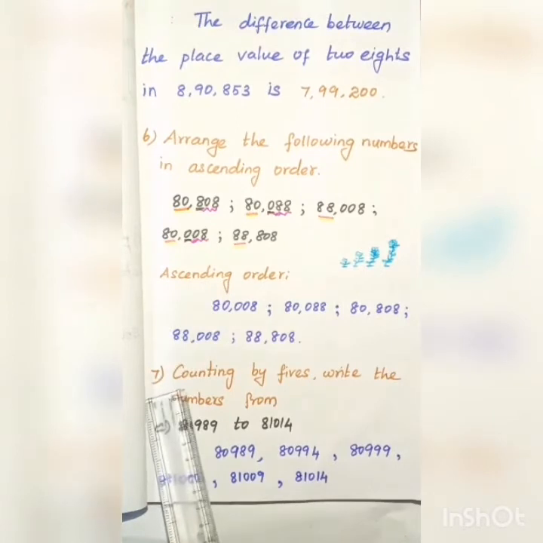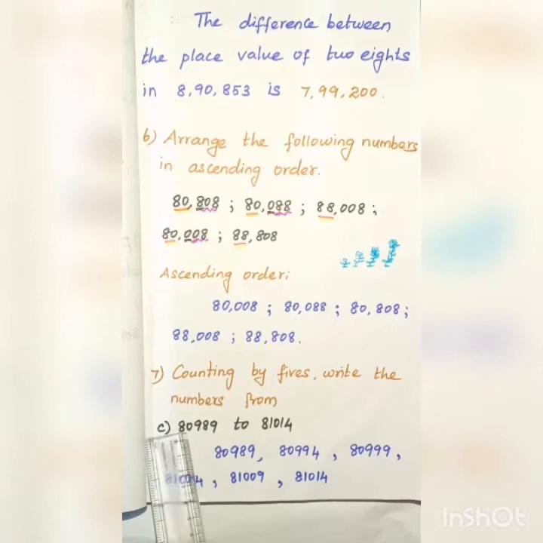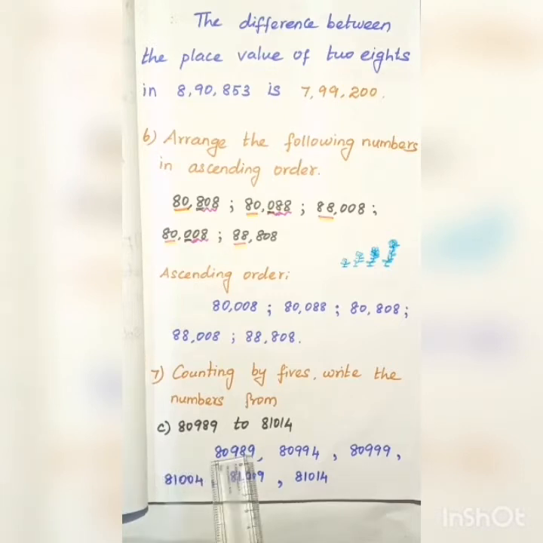Seventh question. Counting by fives, write the numbers from 80,989 to 81,014. You already know how to count by twos: 2, 4, 6, 8, like this it goes on. Next, 3 means 3, 6, 9, 12, like this it goes on. Then 5: 5, 10, 15, 20, 25, like this it goes on.